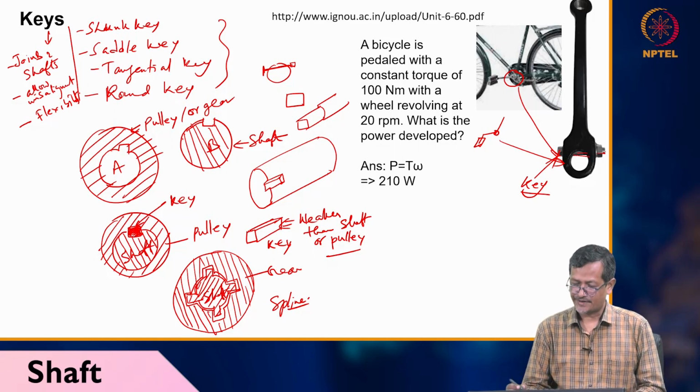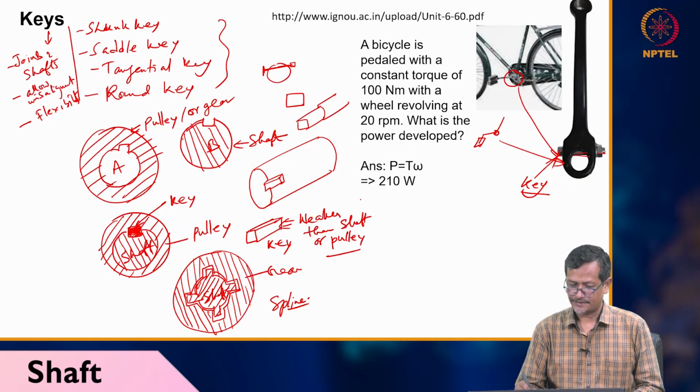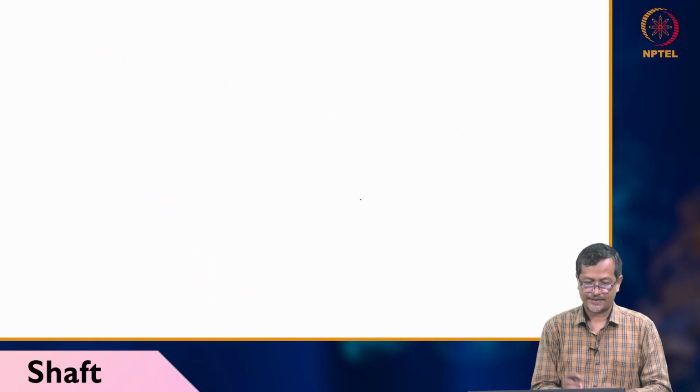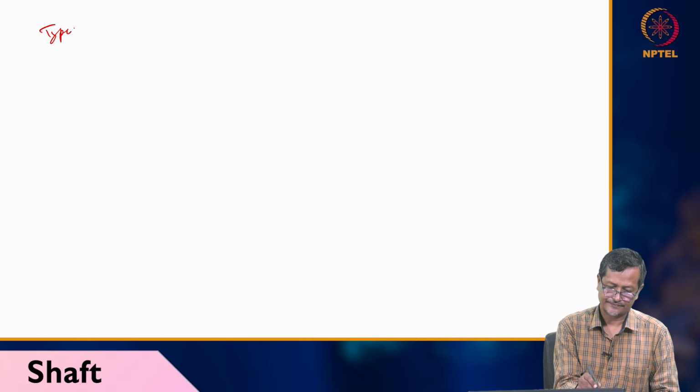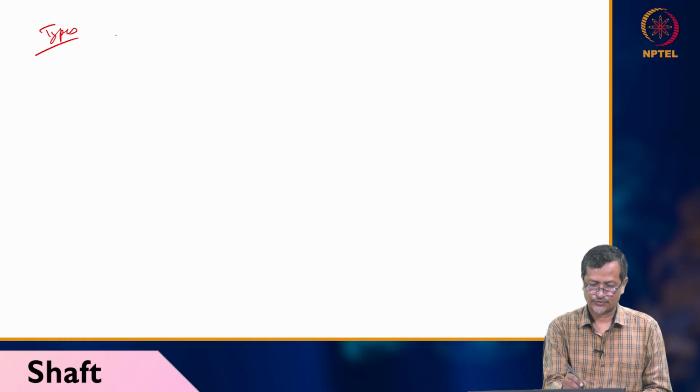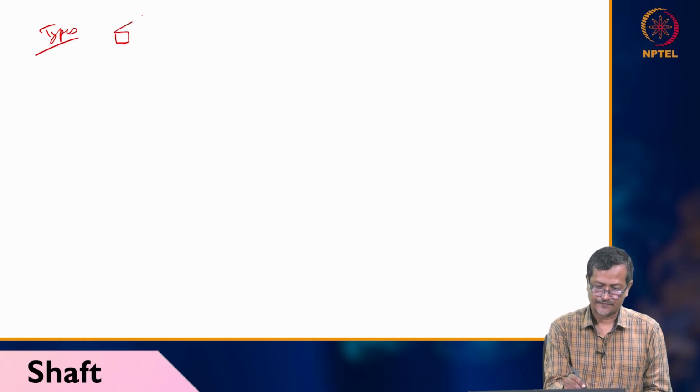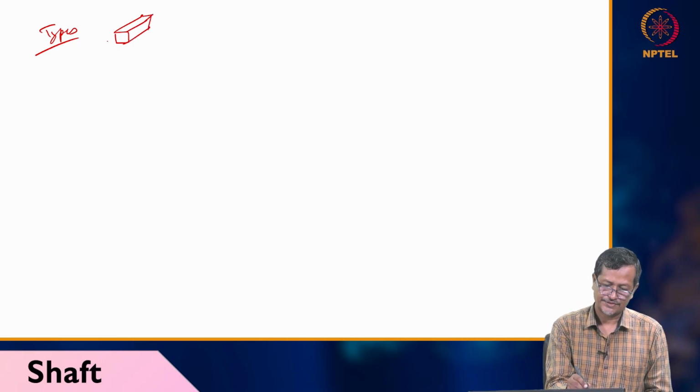Okay, so there are different types of keys. One can be, okay, I'll put it in next. Different types of keys. One can be like square shaped keys, square cross section. So this is B, this is B, let's say this is T, this is maybe W, this is L.